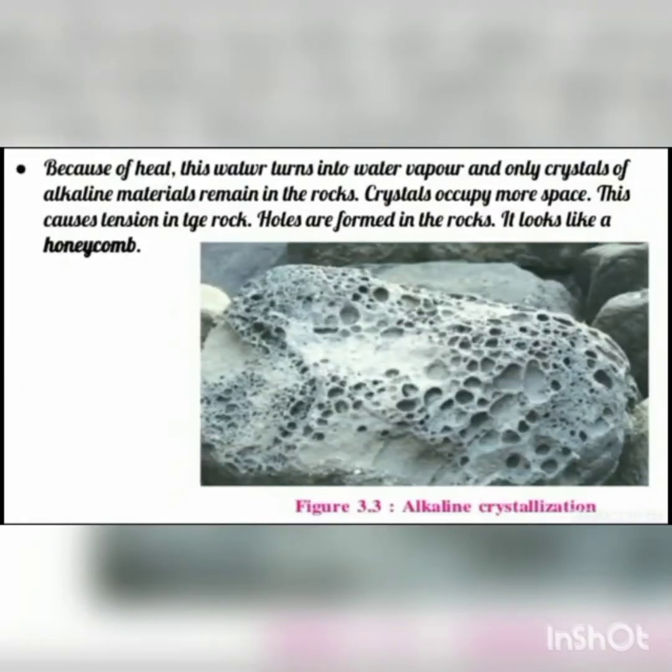Because of the heat, this water turns into water vapor and only crystals of alkaline materials remain in the rocks. So crystals occupy more space. This causes tension in the rocks. Holes are formed in the rocks. It looks like a honeycomb.